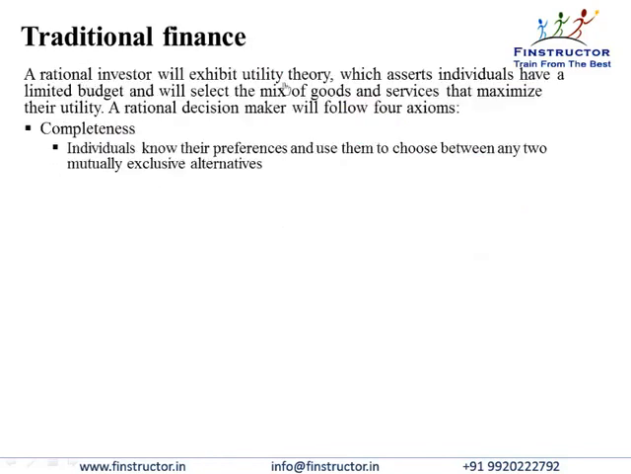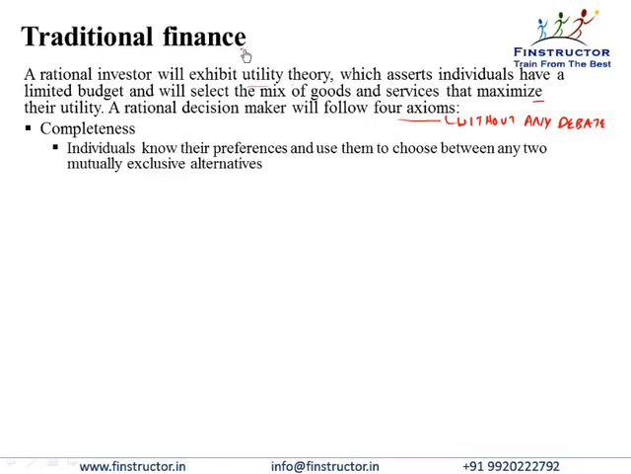So traditional finance exhibits the utility theory, or the utility maximizing theory, that asserts that individuals have a limited budget and will select the mix of goods and services that maximize the satisfaction given their budget, or within the budget constraint. This, by definition, includes 4 axioms. So an axiom is a statement accepted as true without any debate. Something like 2 plus 2 is equal to 4 is an axiom.